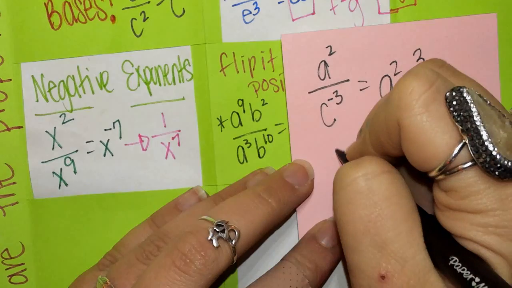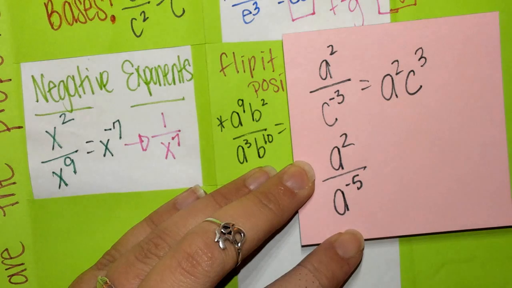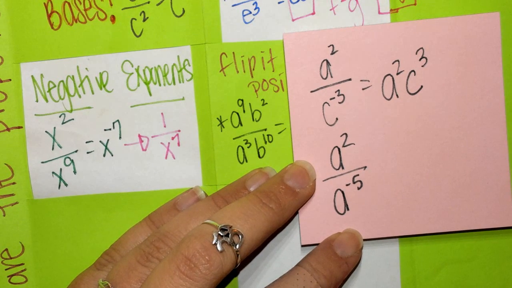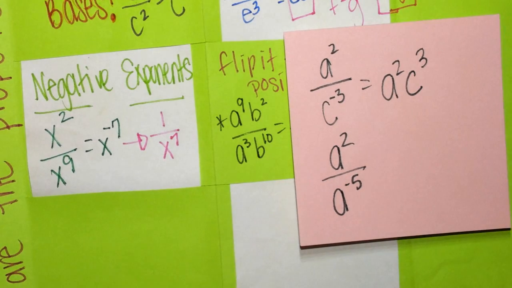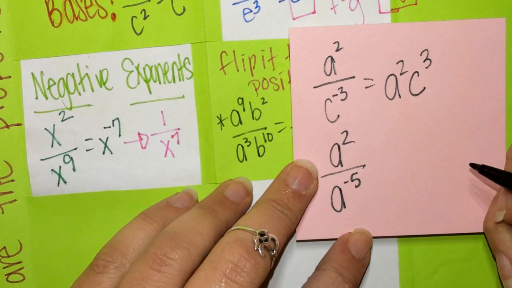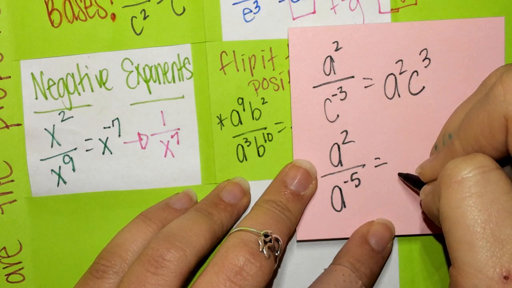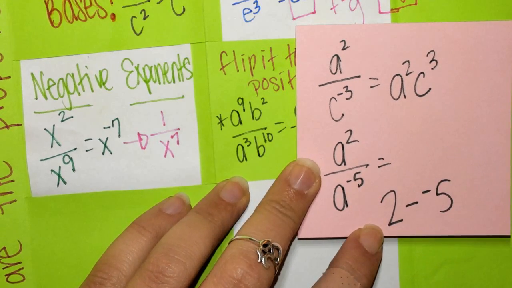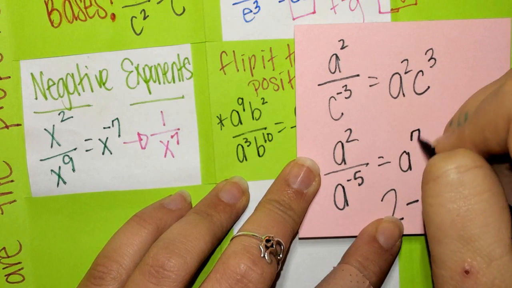What if I have a squared divided by a to the negative 5? When we divide like bases, what do we do to the exponents? You add. What's 2 minus a negative 5? 2 minus negative 5. It's not negative 7. It's just 7. So it becomes a to the 7th.